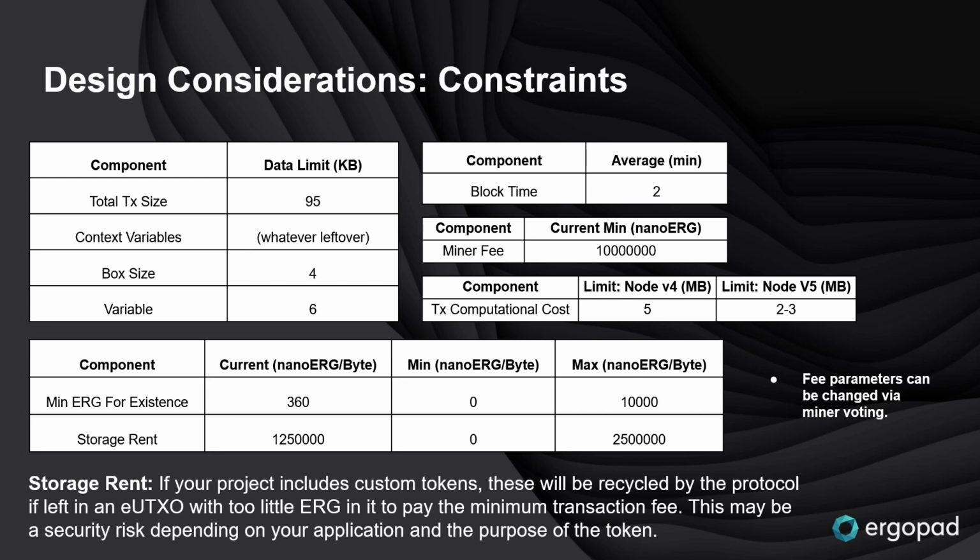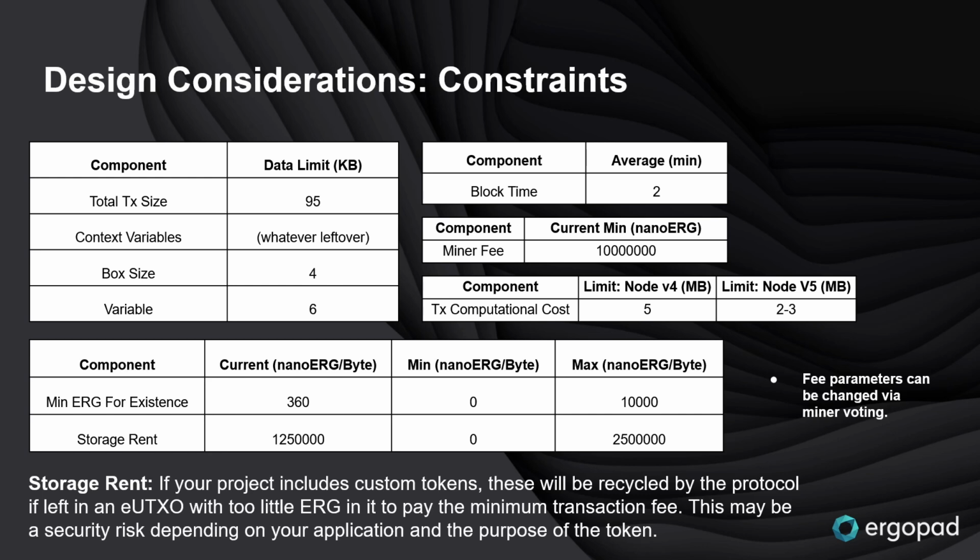We have the minimum erg for existence. So currently it's 369 erg per byte. So it's the transaction fee per byte. The minimum is 0 and the maximum is 10,000. Storage rent is 1.2 million. The minimum is 0 and the maximum is 2.5 million. And these parameters can be changed via miner voting.